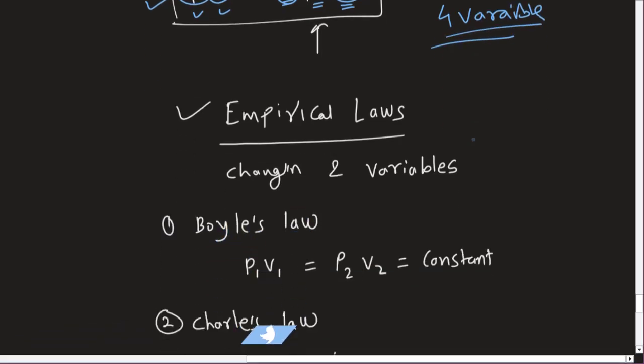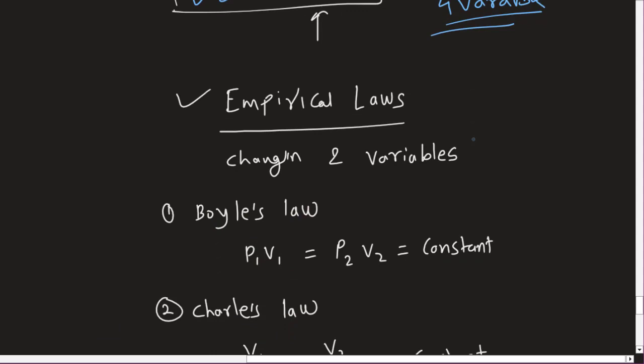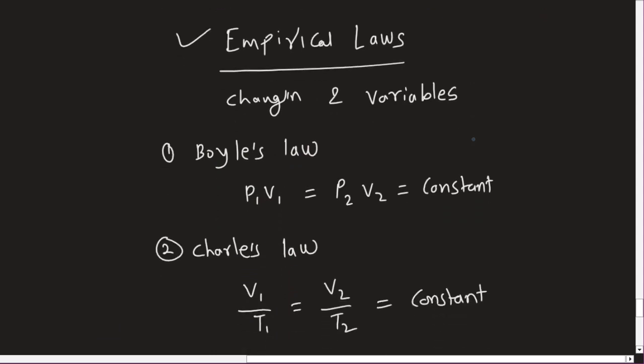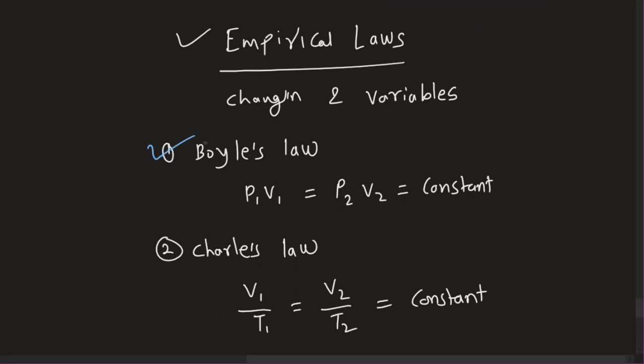But in empirical laws, we change only two variables. That means the other two variables are constant. First we have Boyle's law. What it is saying is that when everything else is constant, the product of pressure and volume will be constant. If you have the same gas, same amount, and constant temperature, then this equation applies. If you increase the pressure, volume will decrease so that the product will be constant.